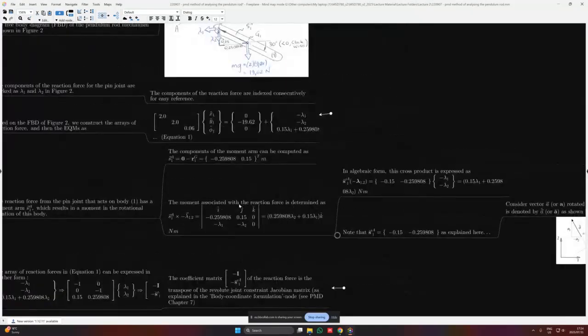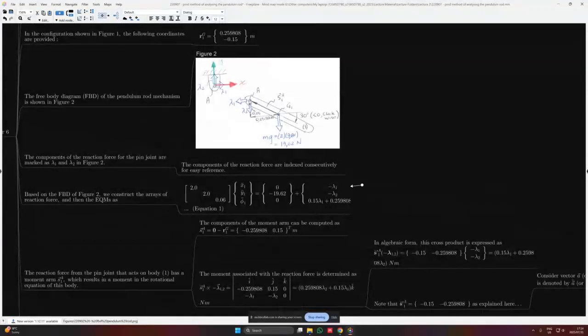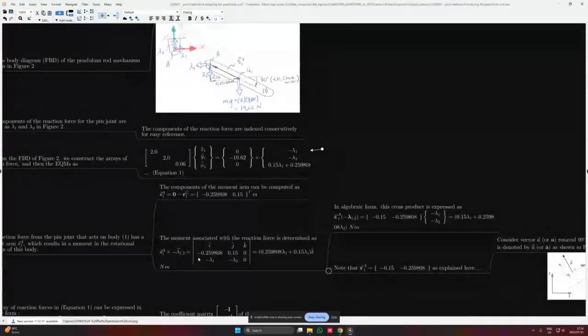The moment associated with the reaction force is then determined in this form over here. So I simply use my moment, which in vector form is equal to R cross product F. So in this case, S1A is the R vector that I'm considering. I cross this with the actual F or reaction force vector that I have over here. So in this case, the negative sign over here is a bit misleading. It makes it seem like we're taking whatever system we've defined over here and multiplying it by -1. In fact, it's easier to just say S1A cross product lambda 1, 2.